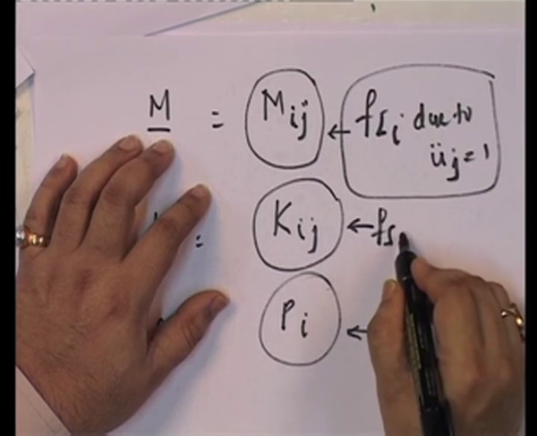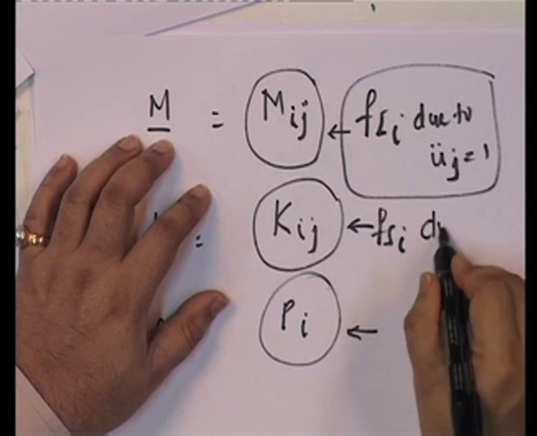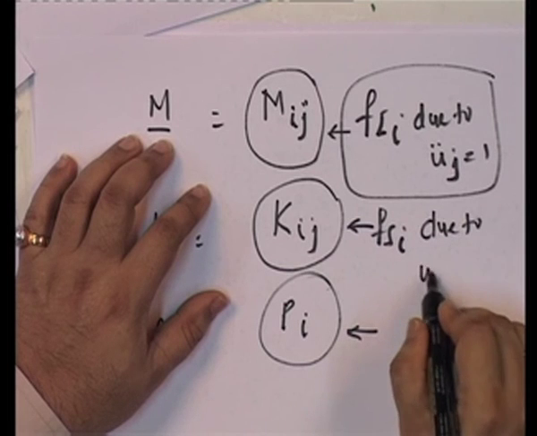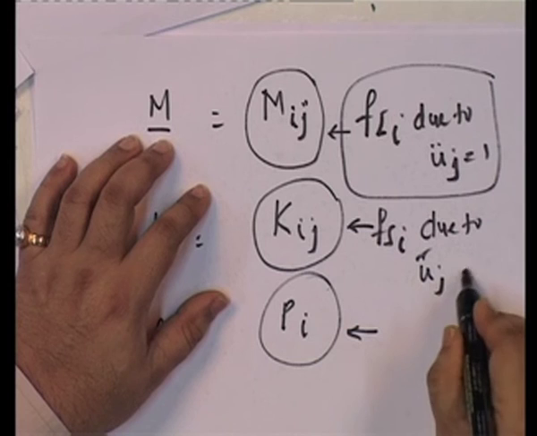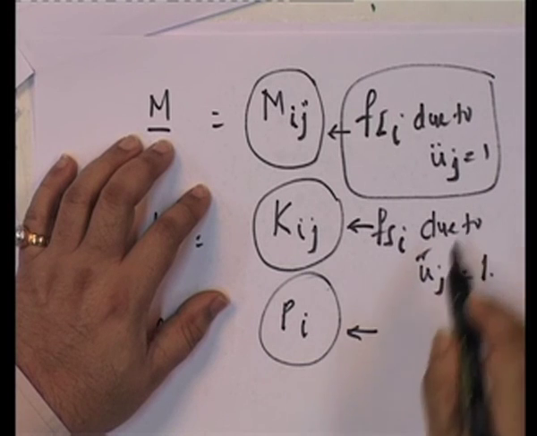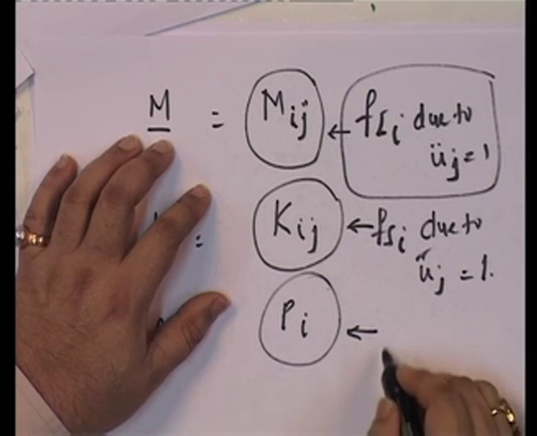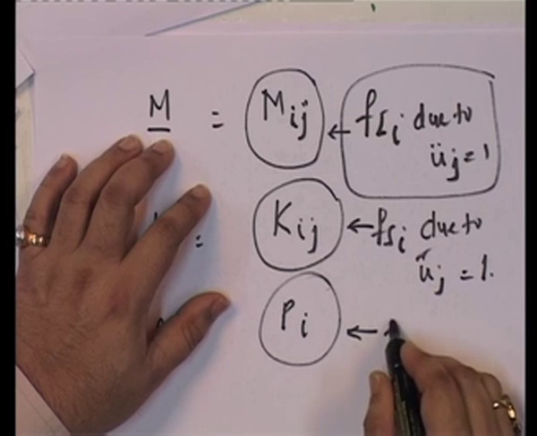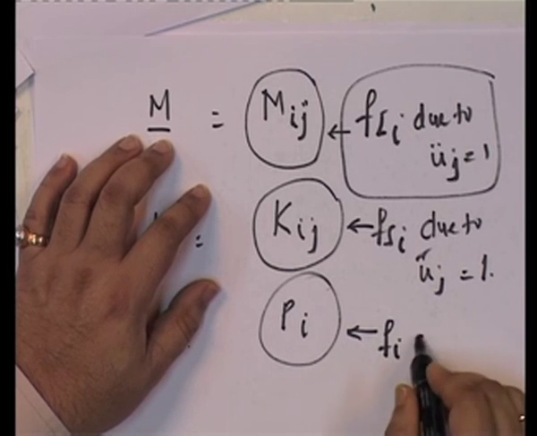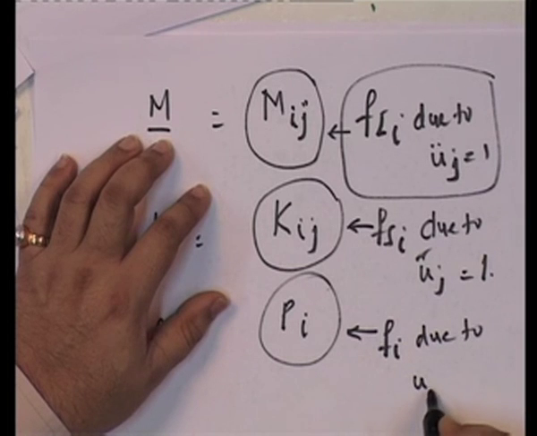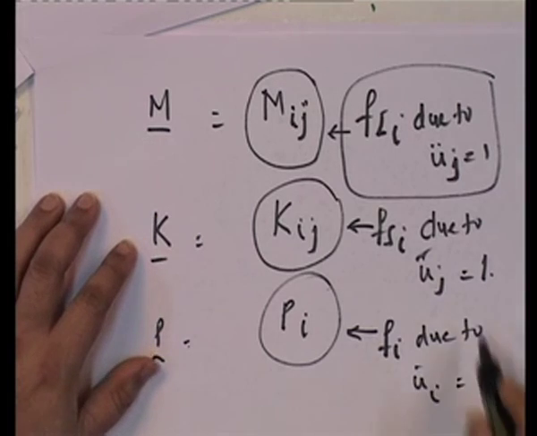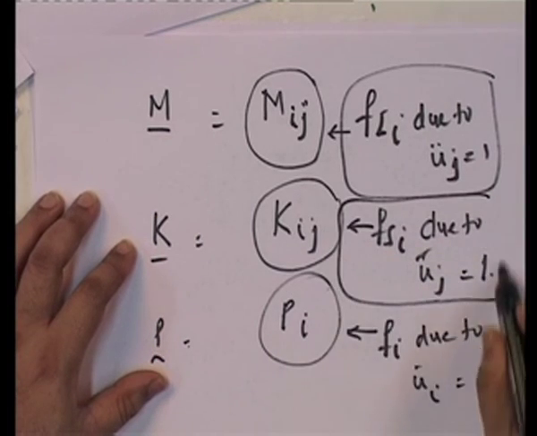This one is f s at i due to, sorry, no, there is nothing, this is displacement, unit displacement. And this, well, this is the load at i due to unit displacement i. So, this becomes this problem.